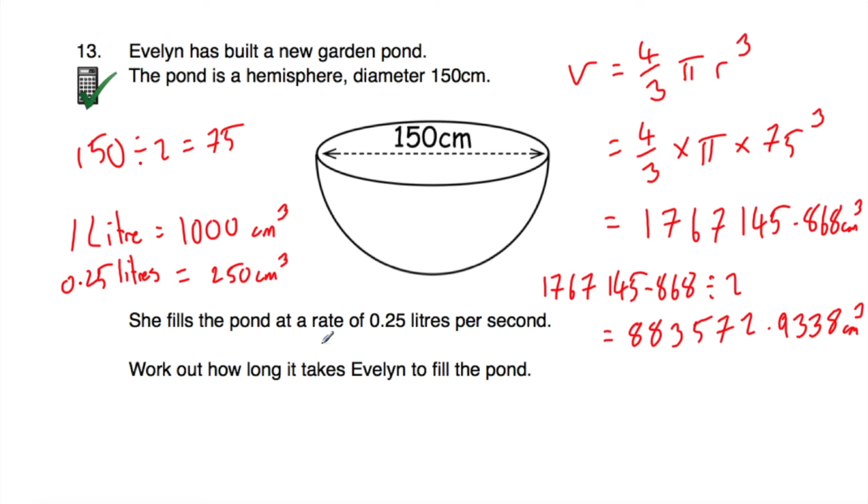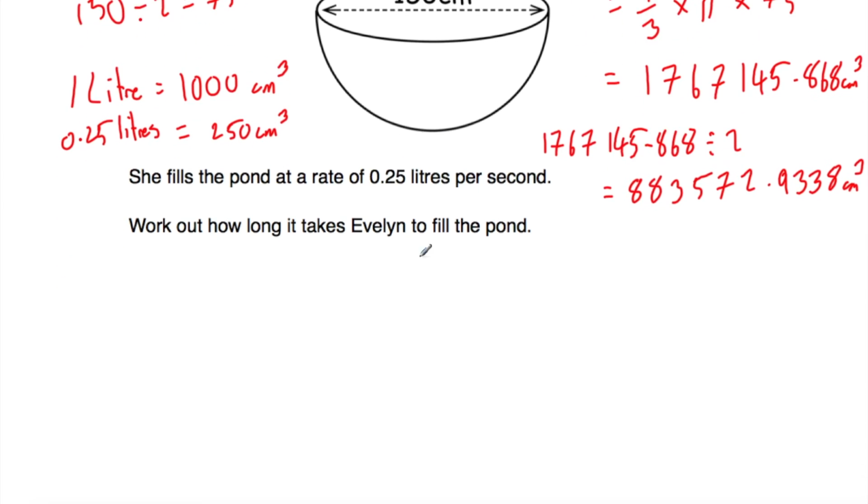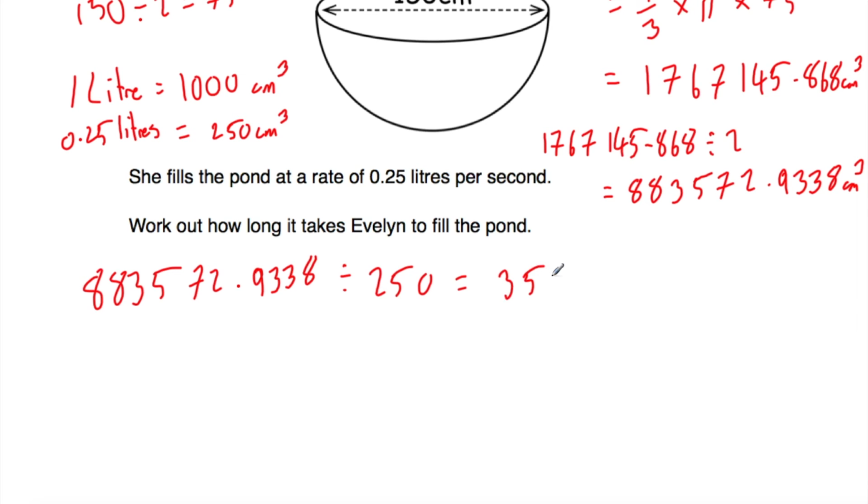And the question is, how long will it take Evelyn to fill the pond? So if we just divide the volume of the pond by 250, that'll tell us how many seconds it'll take Evelyn to fill the pond. So let's do that. So let's take the 883,572.9338 and so on, and divide it by 250, and that's equal to 1,125 pi, or 3,534.291735 seconds.